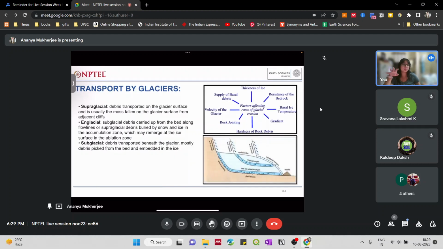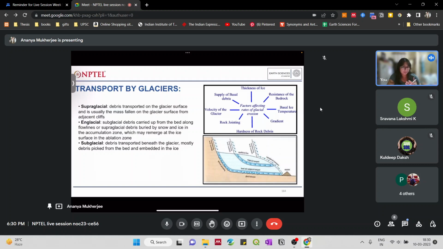So now we know that erosion is something that happens when the glaciers are moving along bedrocks. Now, what sort of sediment transport takes place? There are a few things that affect glacial erosion. Obviously, thickness of ice is going to be one of the important factors. Then whether the bedrock is softer or harder, that means whether it's resistant to erosion or not.